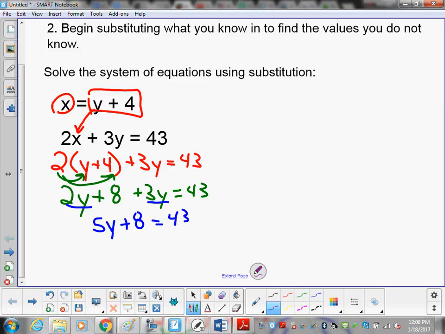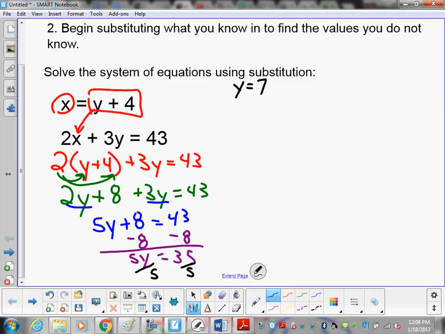And then to finish solving for y, I need to get rid of that 8 by subtracting it from both sides. Five y equals 35. And then I would divide both sides by 5 and get y equals 7. Alright, so y equals 7.